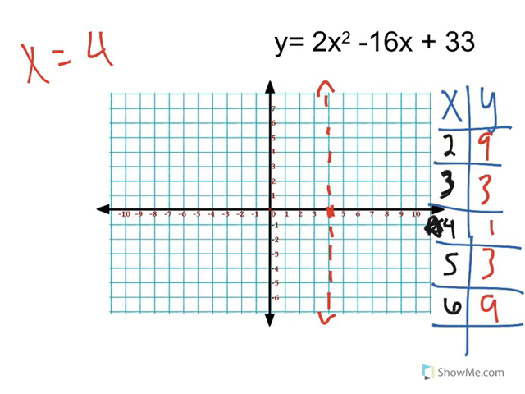So now let's plot those points. So 2, 9, that's going to go off the graph, so let's go to 3, 3. And then 4, 1. And then 5, 3. So that gives us our U-shaped parabola. And that's it.